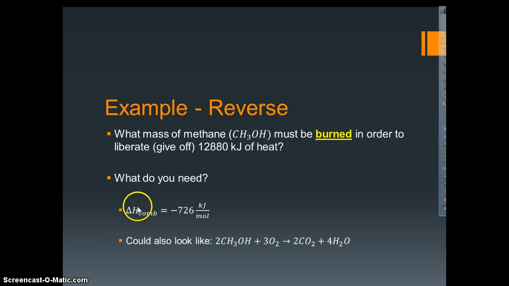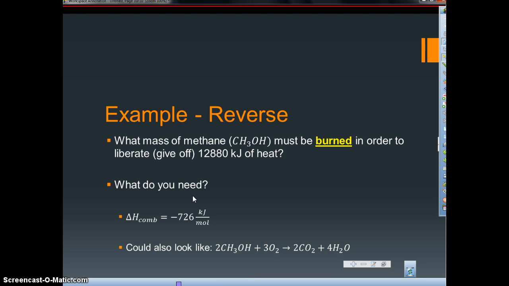So another way that this equation could look, instead of giving you the delta H value, they could give you the equation. So here's the equation for methane being burned, and for us, we know this is exothermic, or giving off heat. So that could be shown on the product side of your reaction, so plus 726, okay?